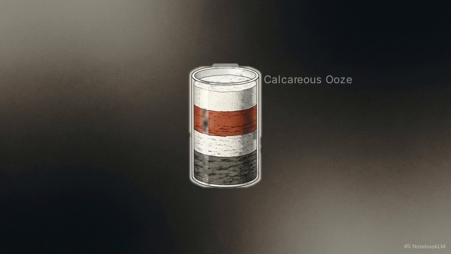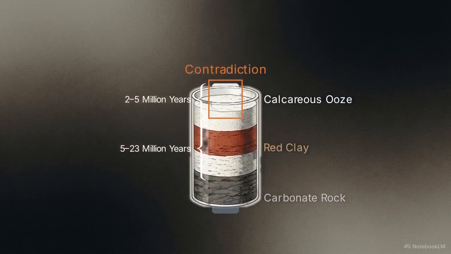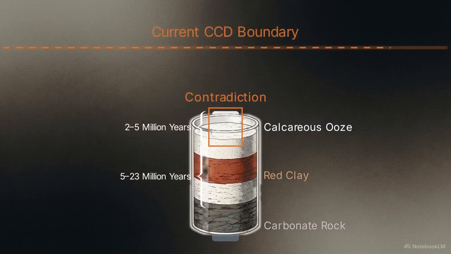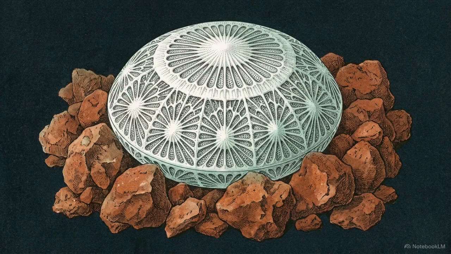This core profile from a mid-ocean ridge displays 3 layers: calcareous ooze, red clay, and solid carbonate rock at the bottom. The surface ooze is 2 to 5 million years old, and the underlying red clay is 5 to 23 million years old. This presents a physical contradiction. This core was extracted from a depth well below the current CCD. How did intact, 5-million-year-old carbonate ooze manage to accumulate on top of deep-water red clay in an actively corrosive environment?